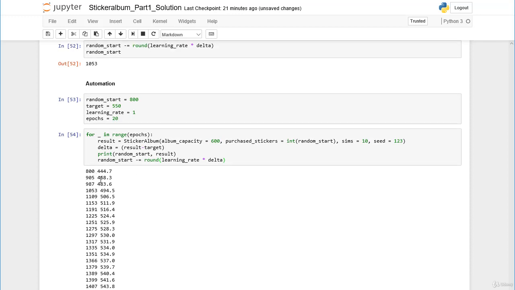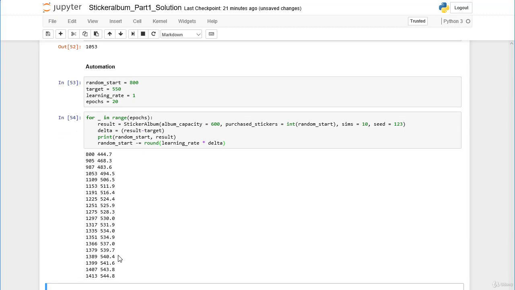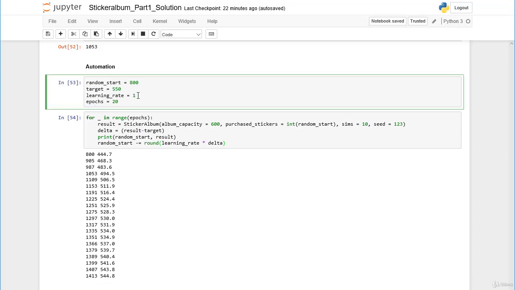Here we see we have 20 iterations, and at the 20th iteration we end up with an average value of 544 and an amount of 1,413 purchased stickers. So with 20 epochs, we don't exactly match our target. We are five stickers away, and it could be a little bit faster if we adjust our algorithm, and there the learning rate comes into the game.